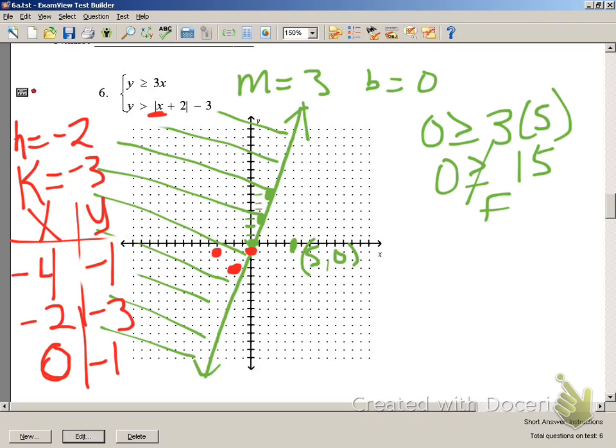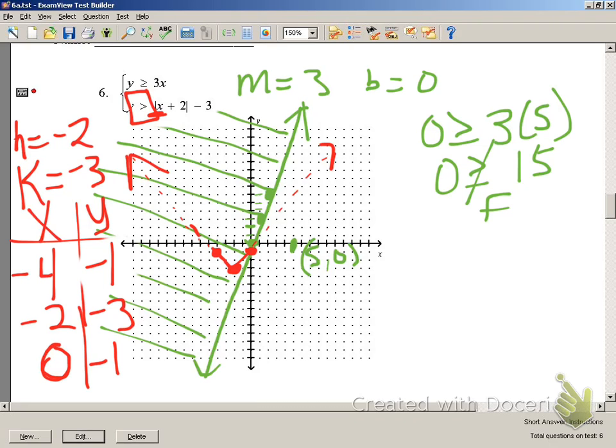And it is not equal to. So this is a dashed line, broken line for this graph, going up through here and going up through here. So there's the graph of that absolute value. It is a broken line. I still have to find a test point. I'm going to use the same test point of 5, 0.